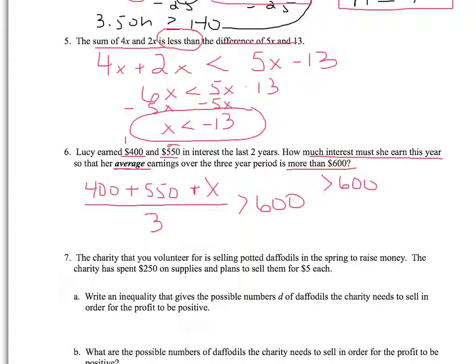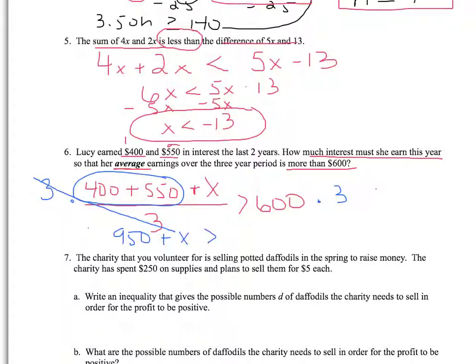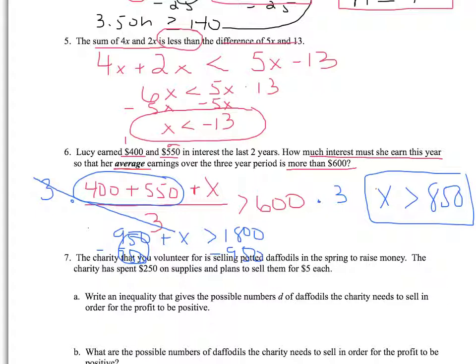Okay, so let me erase this part here, just get it out of the way. Now I'm going to go ahead and get rid of this fraction. If I multiply this by 3, I multiply the other side by 3 as well. Remember that when you do the opposite operation, they cancel out. So I'm left with, if I add these two together, 950 plus x. And on the right, I have 600 times 3, which is 1800. And the last step to get x alone is to subtract 950. So this becomes 0. On the left, I just have x, and on the right, 1800 minus 950 is 850. So this x represents how much interest I have to earn in the 3rd year in order for the average to be more than 600.